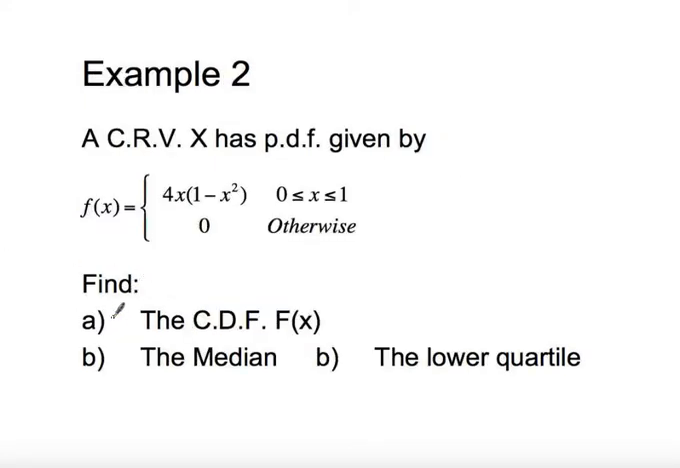So let's have a look at an example. We have a continuous random variable x. It has a probability density function given by f of x is equal to 4x times 1 minus x squared, which is valid between 0 and 1, and the function is 0 otherwise. So we're going to find, first of all, the cumulative distribution function, because I need that to find the median and the lower quartile, and then I'm going to find the median and the lower quartile.